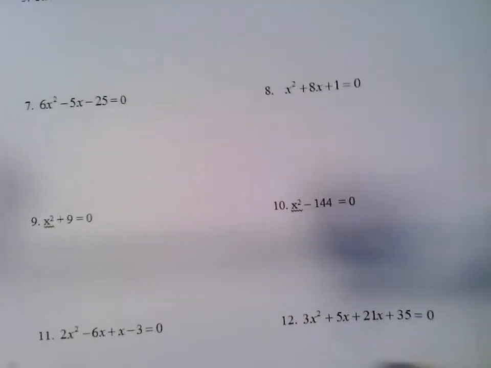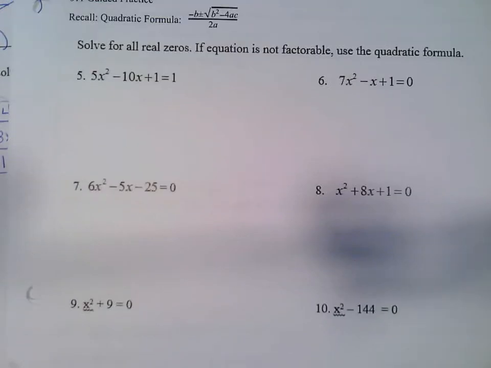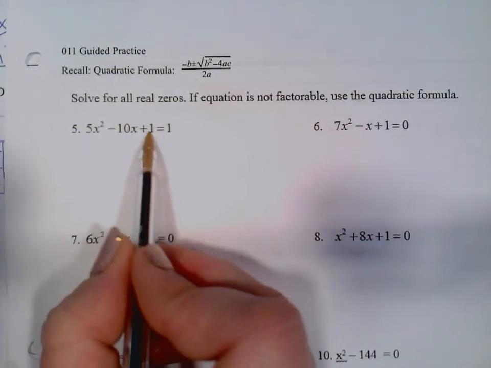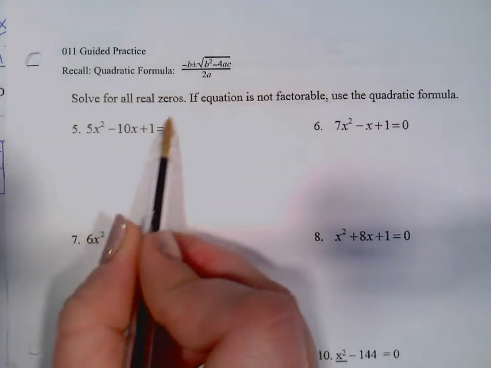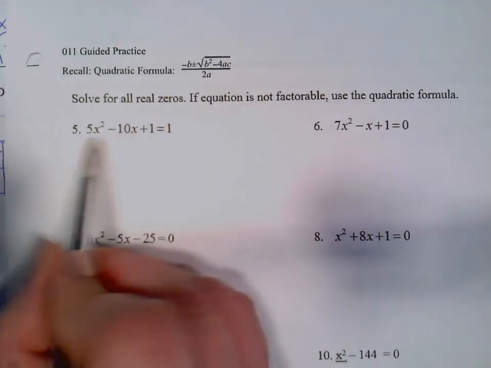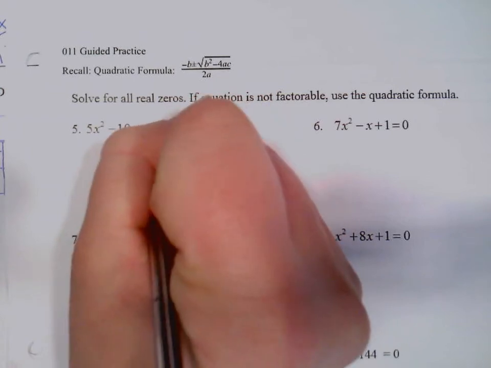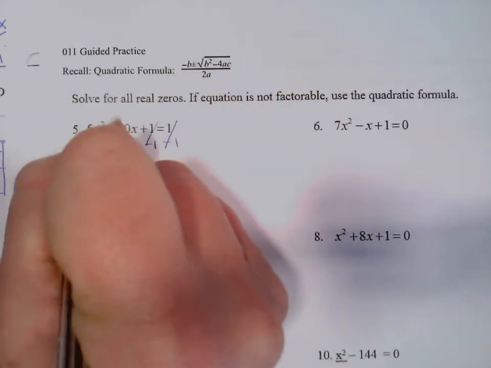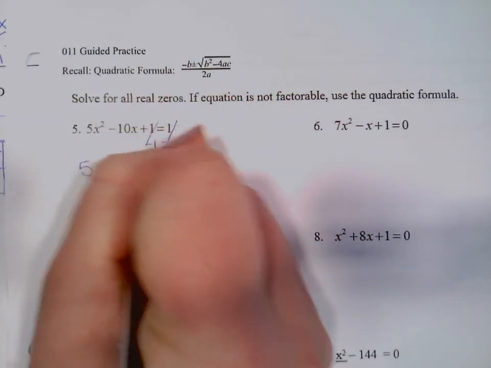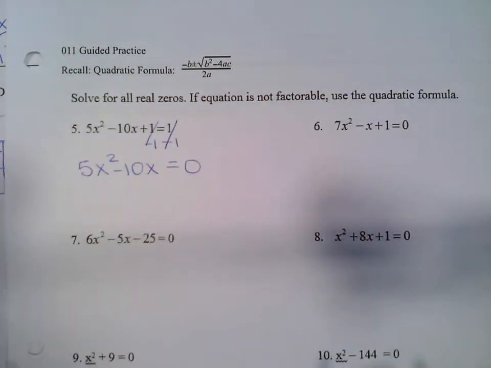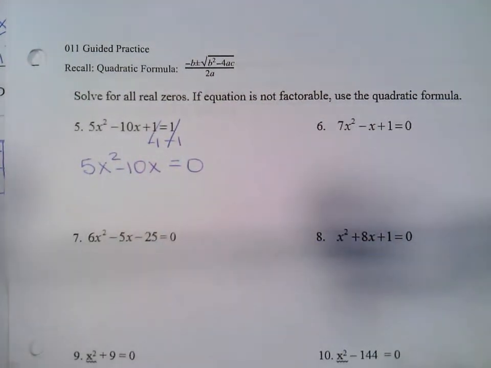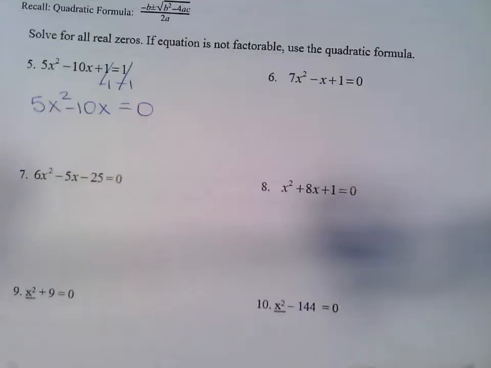I wanted to show you one with the quadratic formula when it's not factorable. So how can I tell if something's not factorable? Well, first of all, I need it to be 0 over here. So this one actually is factorable because when you subtract 1 from both sides, 5x squared minus 10x is going to equal 0, and you can do a greatest common factor on that one. So I'm going to skip that one. I'm going to go to number 6.